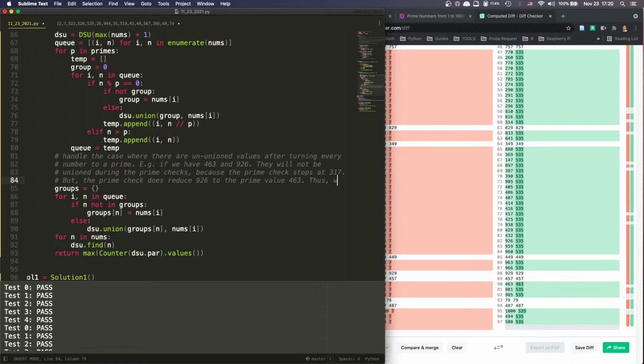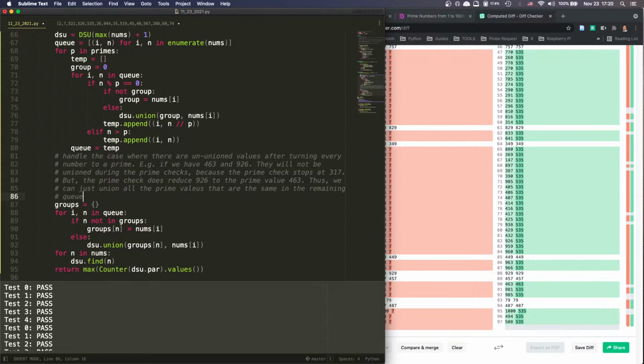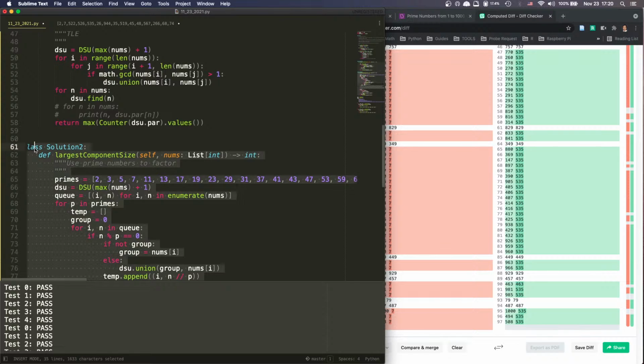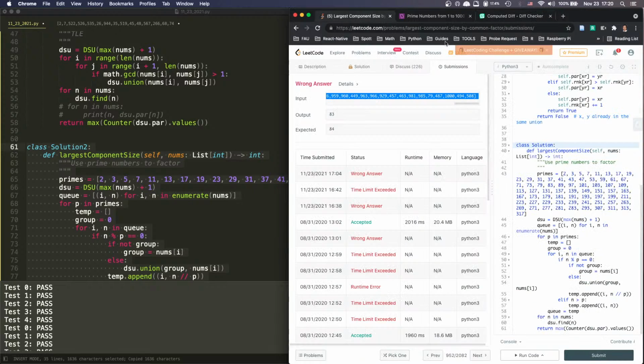Right? Thus, we can just union all the prime values that are the same, right, in the remaining queue. All right, let's try this. It's my last shot. If it doesn't work, I do not know what to do. Come on. The last shot.